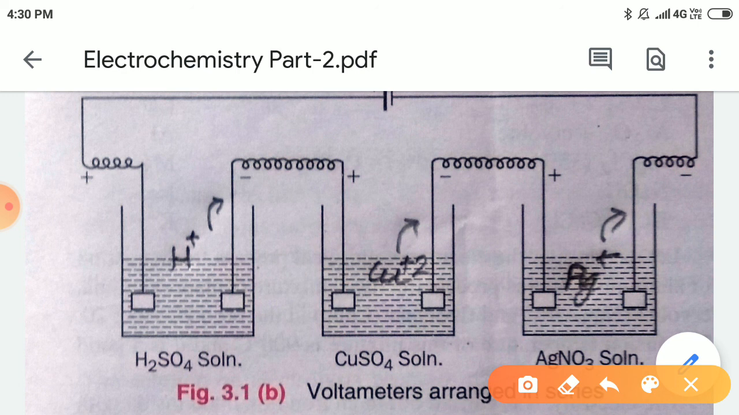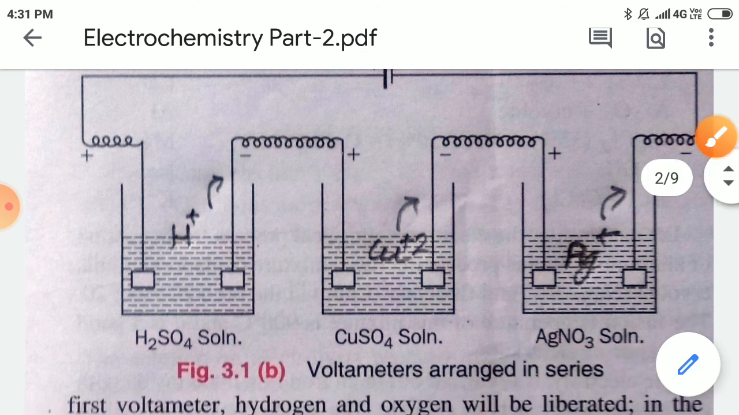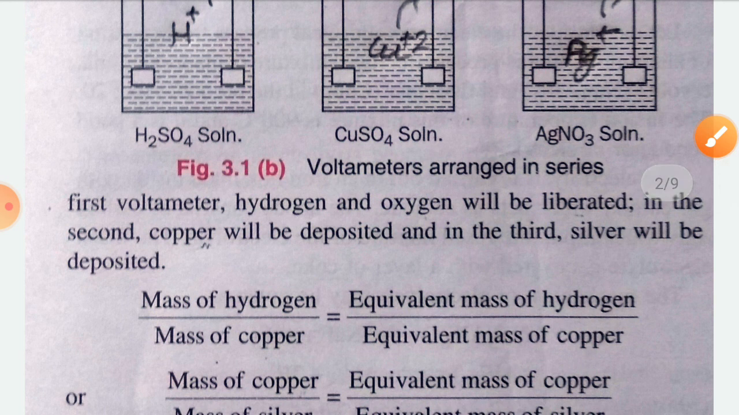So in the first electrolytic cell, at the anode oxygen will be evolved and at the cathode hydrogen. In the second one, at the cathode copper will be deposited, and in the third, silver will be deposited. In the first voltameter, hydrogen and oxygen will be liberated. In the second, copper will deposit, and in the third silver will deposit.